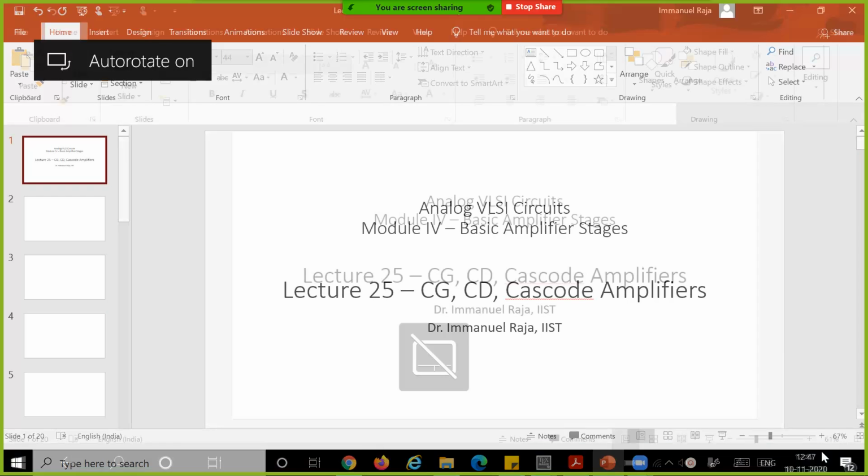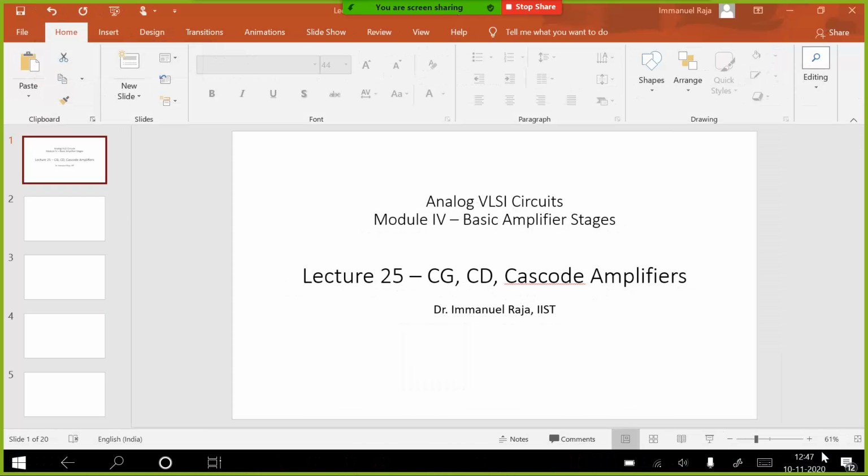So till now, we have been looking at different versions of the common source amplifier, and in the process of looking at the different versions, or rather the different loads, we understood a lot about how the different ways of connecting transistors work, right? So how does diode connecting work and things like that.